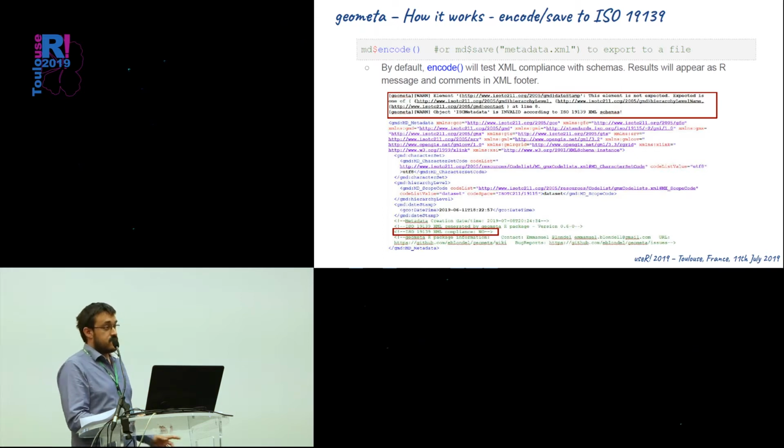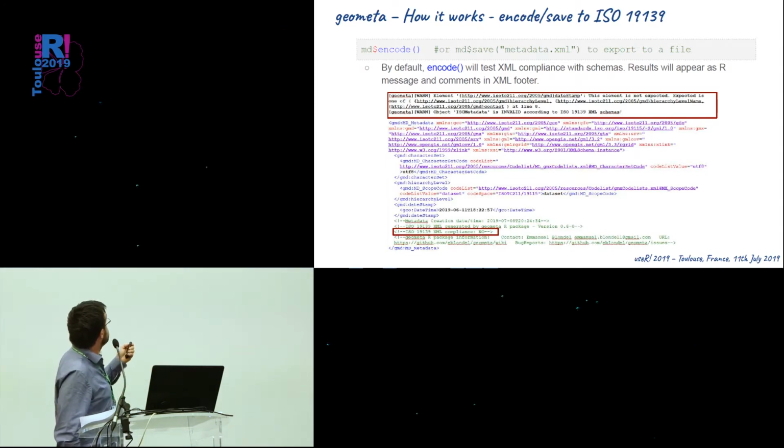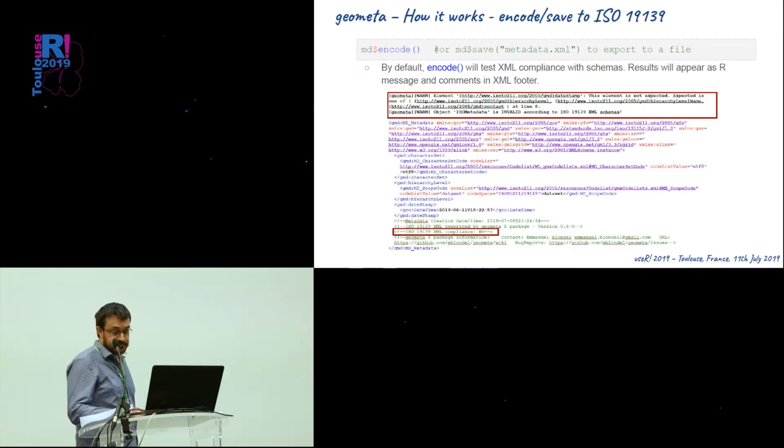The encode and save methods, which are the main functions of interest, because this is what produces the XML for you. So basically, you run $encode, and you will get this kind of XML. By default, we are checking the validity of your XML. So basically on the top, you will see some message about the validation. We also embed some comment in the XML to keep track of how you produced this, which version of the package you are using, and the validity status.